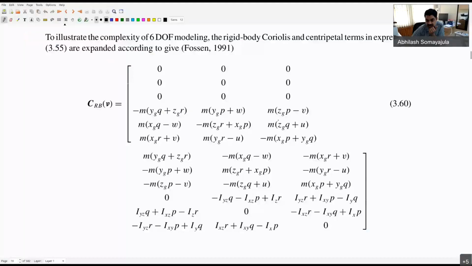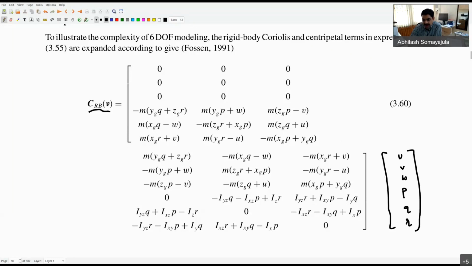Is my screen visible? Yes, sir. So this I am simply borrowing from your textbook. Only thing is that we have probably not written it out in our course notes, but doesn't matter. So you can see that this is actually that CRB times V, right? And this is getting multiplied by the vector U, V, W, E, Q, and R.